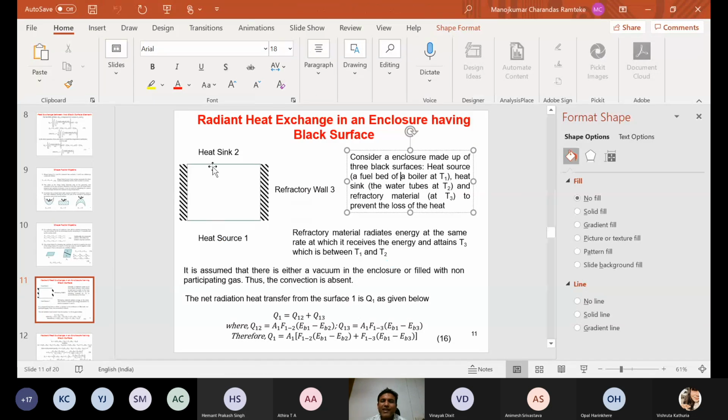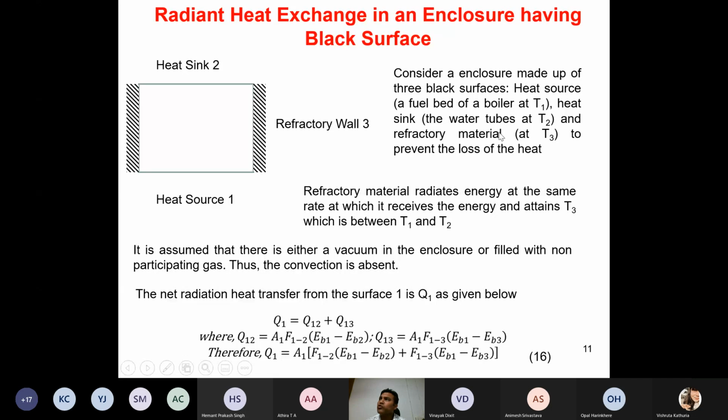So this is nothing but a fuel bed of a boiler at a temperature T1, that is the heat source. What is the heat sink? The heat sink is nothing but the water tubes which receive the heat. So these are at temperature T2. And in the boiler there are refractory walls. So the refractory walls are surface 3, and these are at temperature T3.